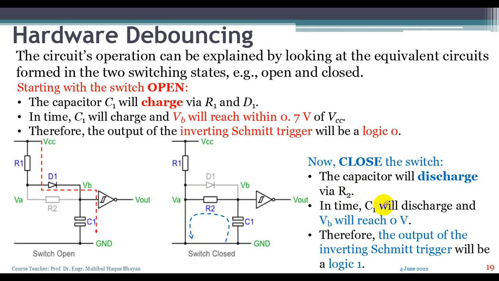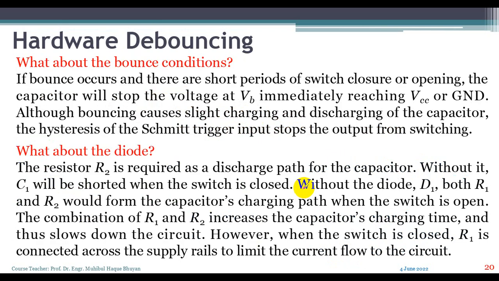In time, C1 will discharge and VB will reach 0 because it is grounded. Therefore, the output of the inverting symmetrical will be logic 1. That means when you close the switch, we should get a high output. When the switch is open, we should get a low output. And this is clean high and clean low. No noise. What about the bounce condition?